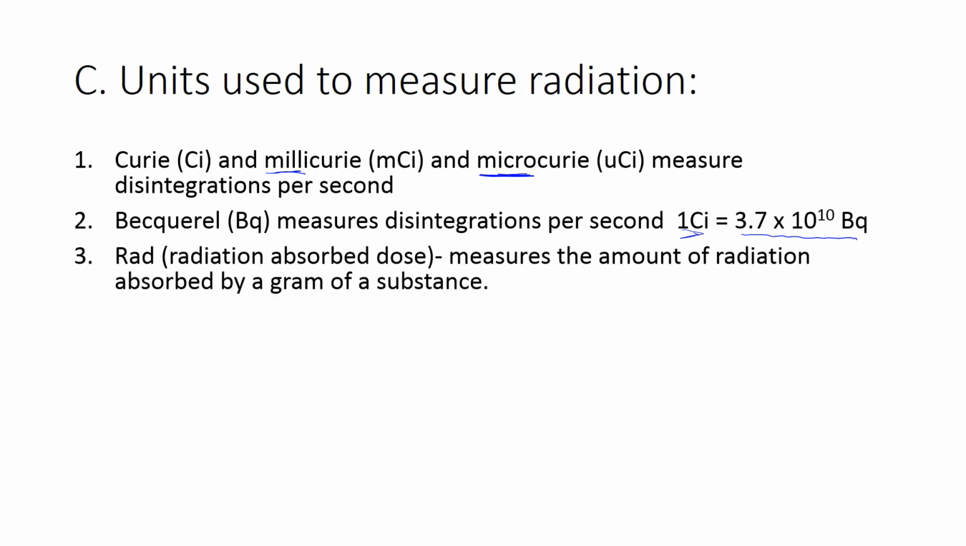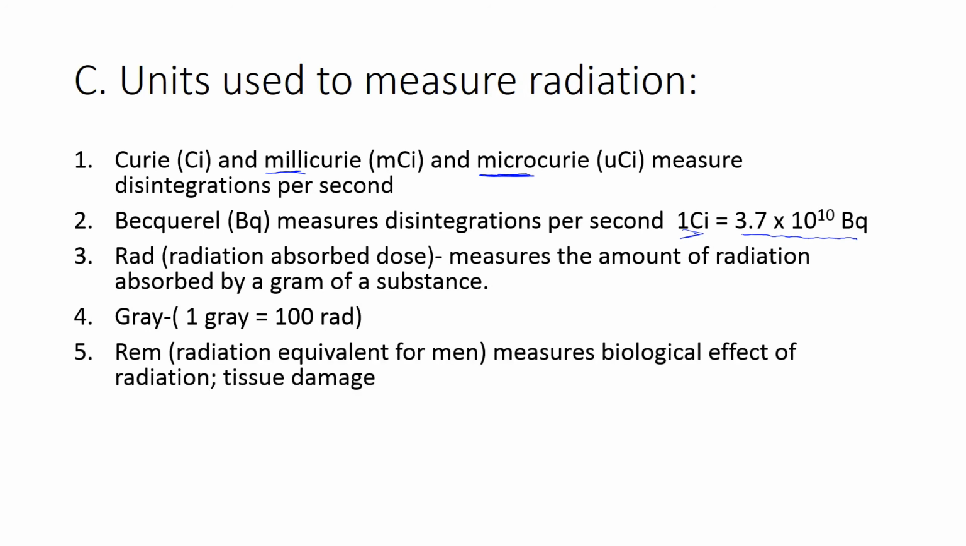A rad is the radiation absorbed dose, and this is going to measure the amount of radiation absorbed by a gram of substance. A gray is equivalent to 100 rads, which was the radiation absorbed dose. So again, we're just looking at the measured absorbed radiation. It's 2 different units to measure.